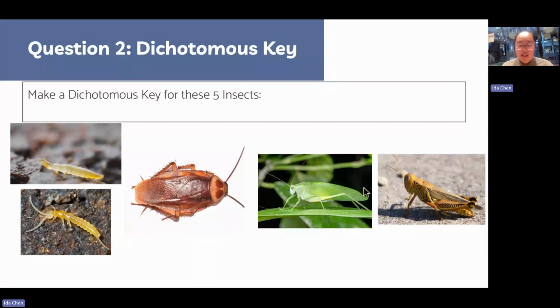Yeah, and this is a simpler one because I specifically made it so that some belong to the same order, and two of these aren't even insects, so they should be easier to group. And for dichotomous keys, a good rule of thumb is that you're always going to have one less step than the number of specimens that you're given. So for the 5 specimens, you should have 4 steps, and each step has 2 choices.